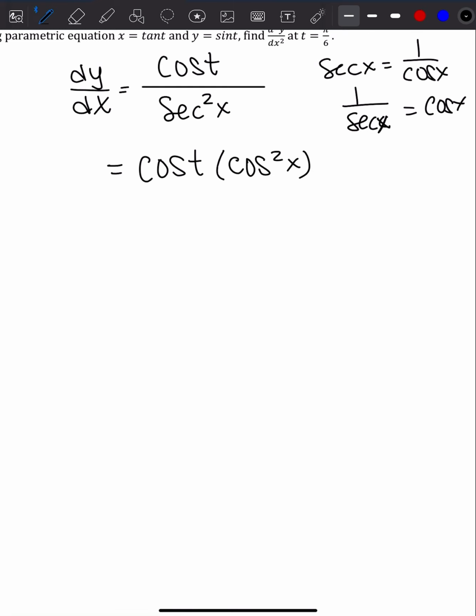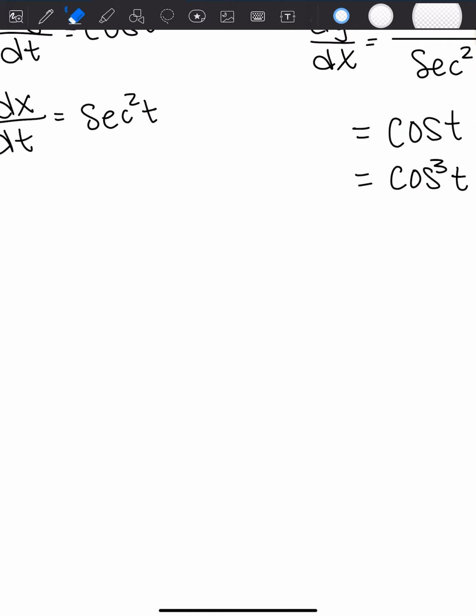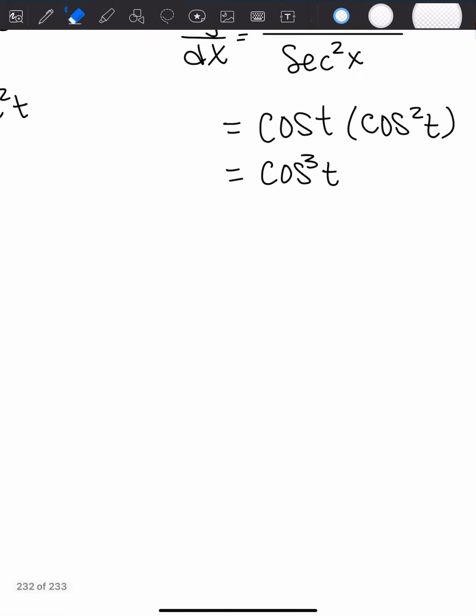So we have cosine of t times cosine squared t. This is going to be cosine cubed t. Now that I've found dy over dx and simplified it as much as I possibly could, we're going to take the derivative of the numerator and divide it by what we have. So we need to take the derivative of this and divide it by this. If I want to do that separately, I can.